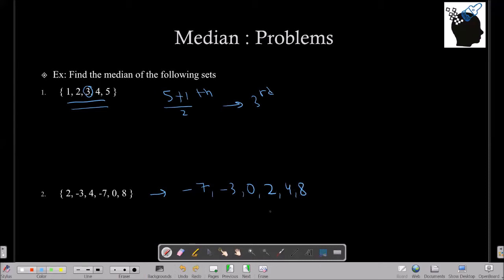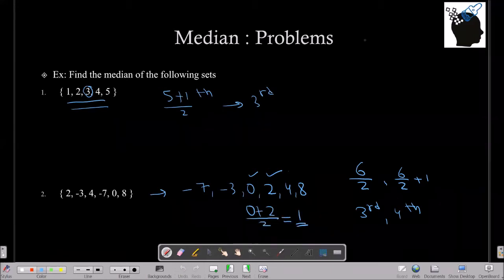Now here the set has an even number of values. So the median will be given by the mean of the middle two numbers. The middle two numbers can be found by the 6 by 2th term and the 6 by 2 plus 1th term, which is nothing but the mean of the third and fourth term, which is this and this in this case. So the median is nothing but the mean of 0 and 2, which is 1. Let's try more problems.